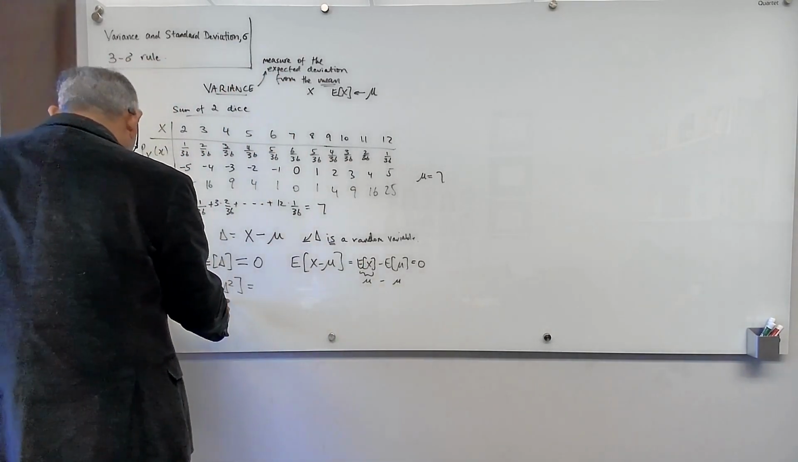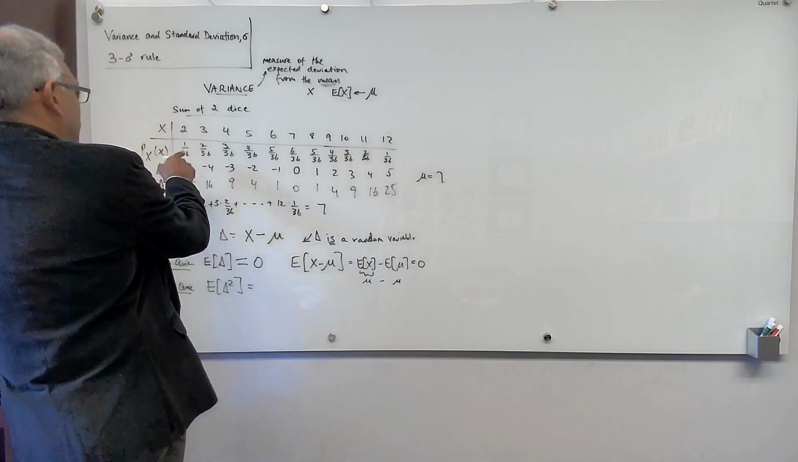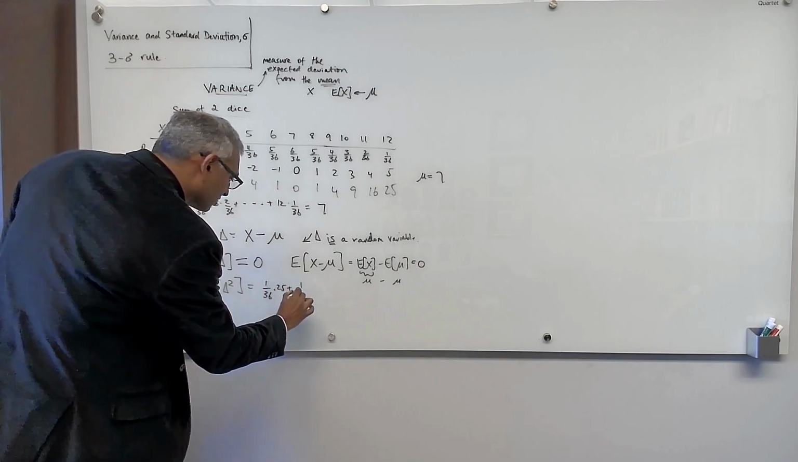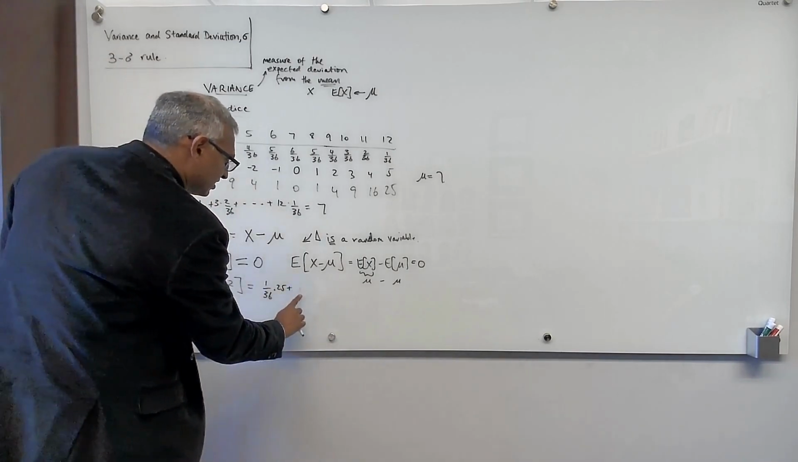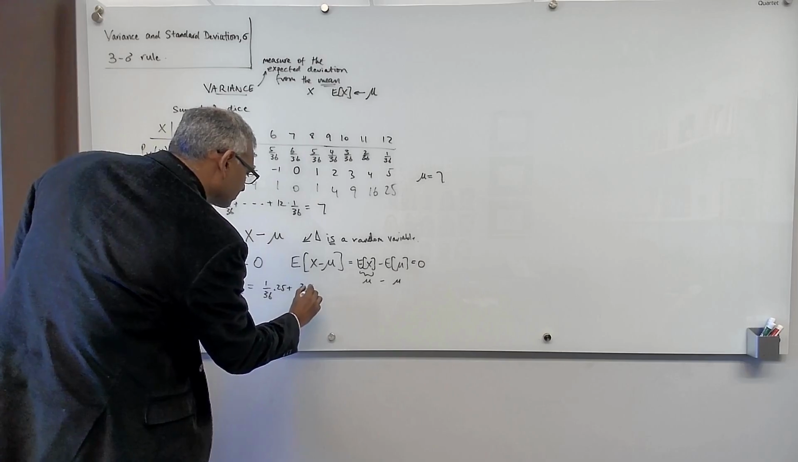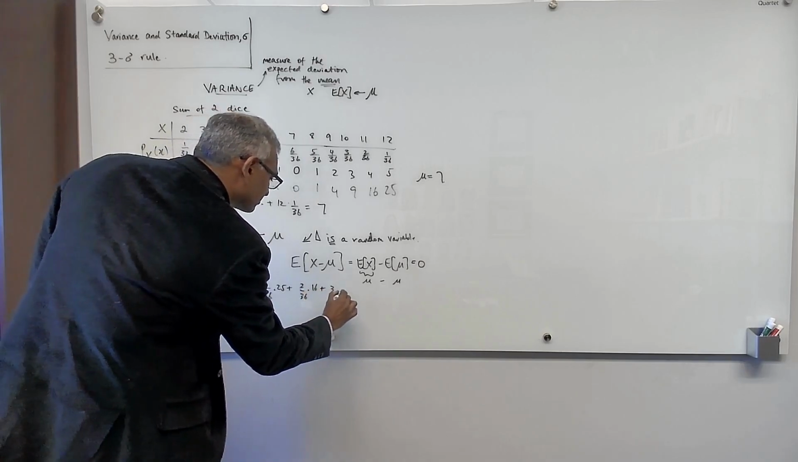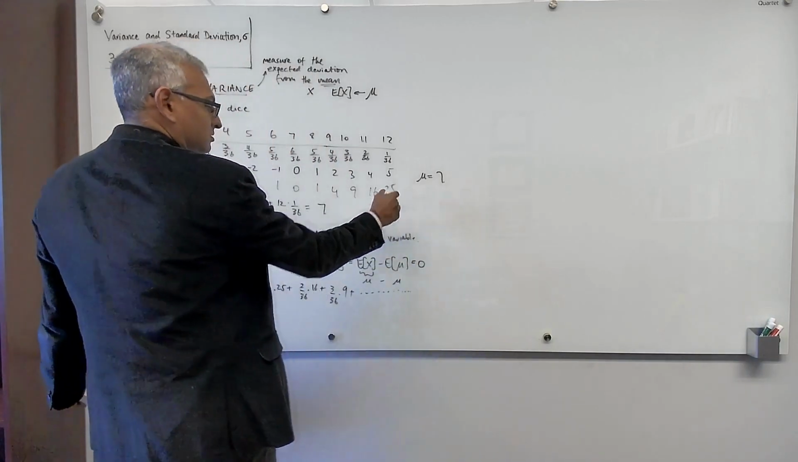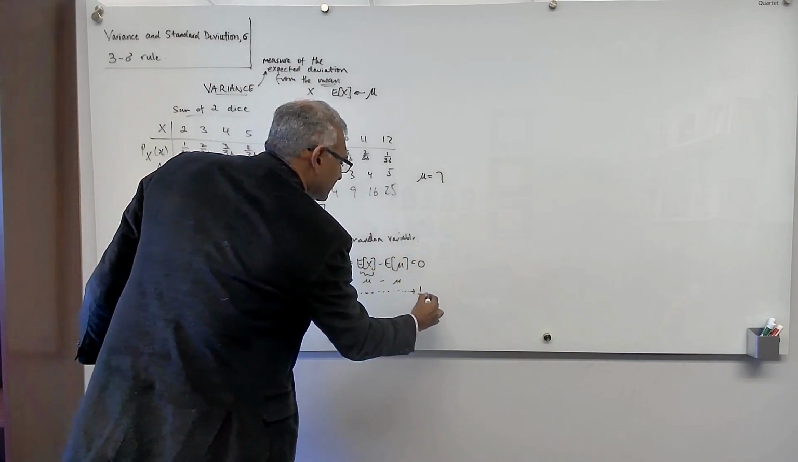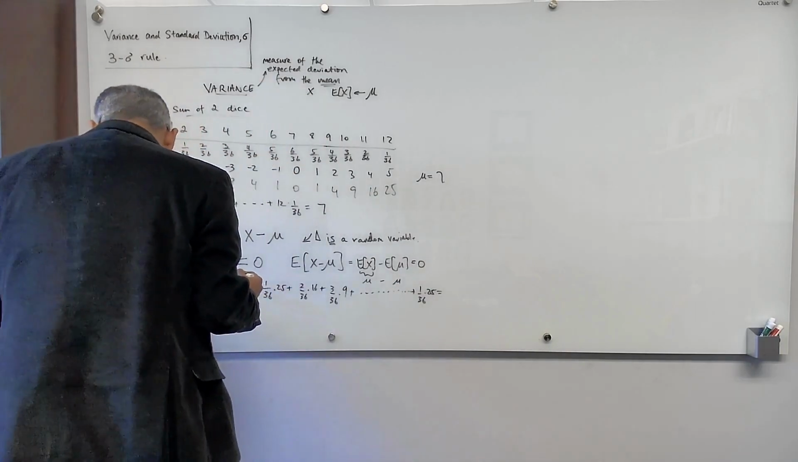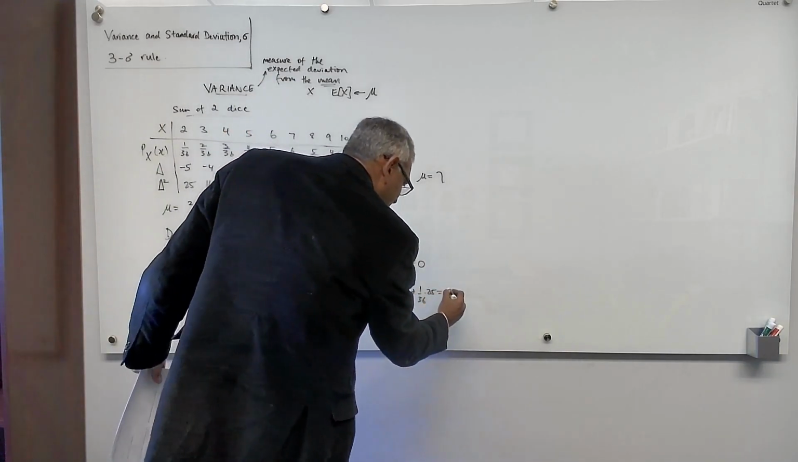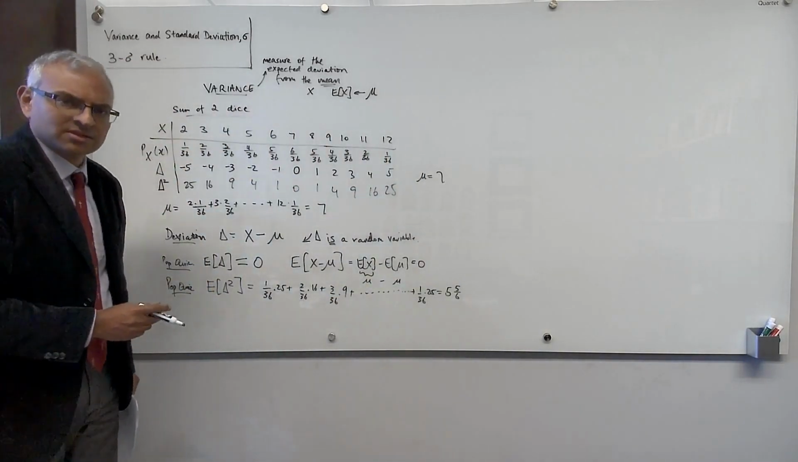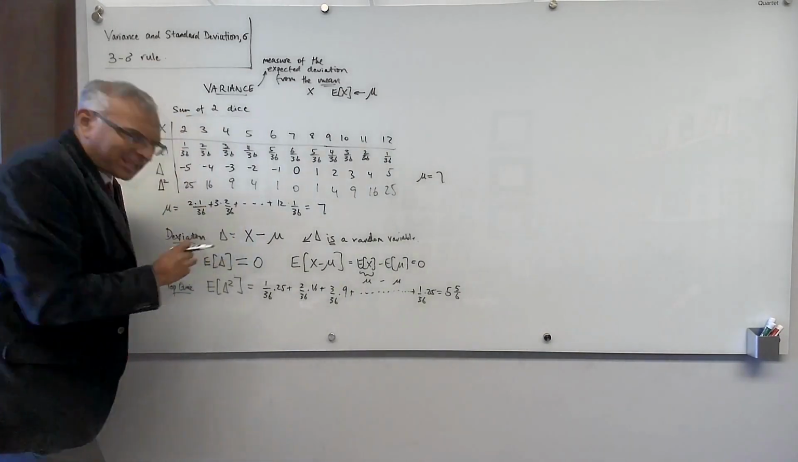So the expected value of the deviations squared is 1 over 36 times 25, plus 2 over 36 times 16, plus 3 over 36 times 9, and so on, and so on, and the last term here will be plus 1 over 36 times 25, and that is exactly 5 and 5/6. If you pause the video and got 5 and 5/6, fantastic! You know how to compute expected values, even of complicated random variables.